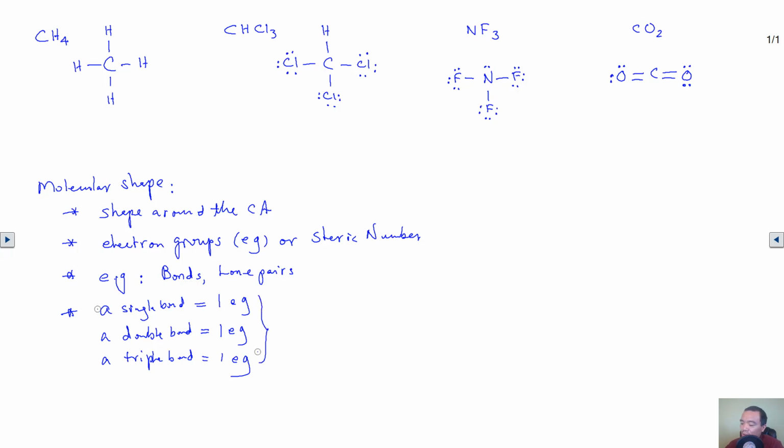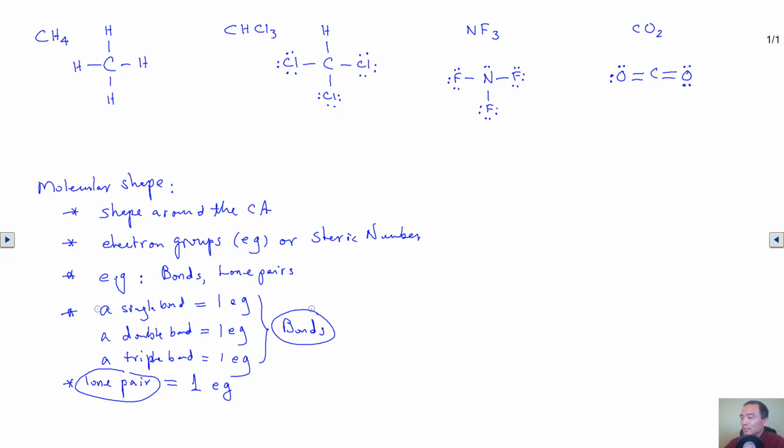So what is a lone pair? A lone pair is 2 electrons. A pair of electrons, a pair of dots, is considered as one electron group. So we should be able to count the number of bonds plus the number of lone pairs and add them together. This gives us the so-called electron groups, or steric number.